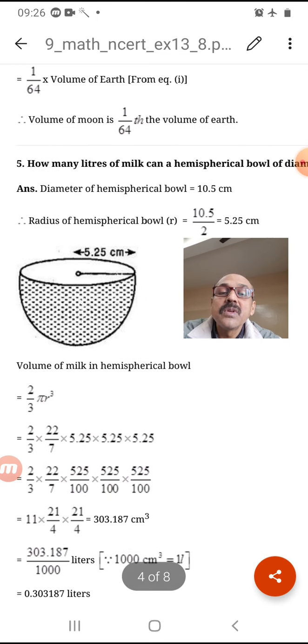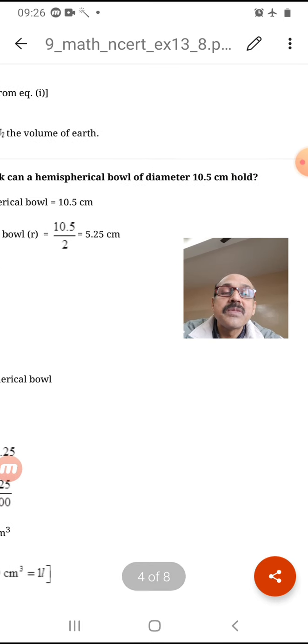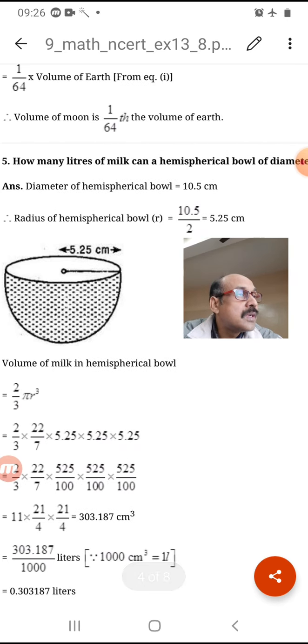So for the hemispherical bowl, see the diagram, the hemisphere. The diameter is 10.5 centimeter, so the radius is 10.5 by 2, that is 5.25. Now we know the volume of the milk is the volume of the hemispherical bowl, and the formula for the volume of a hemisphere is 2 by 3 pi r cube, half of the sphere.